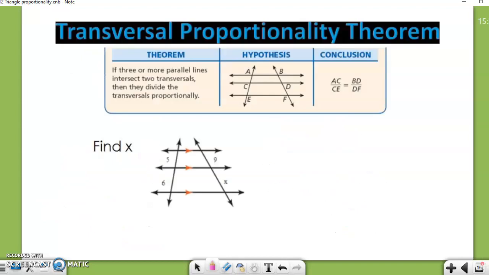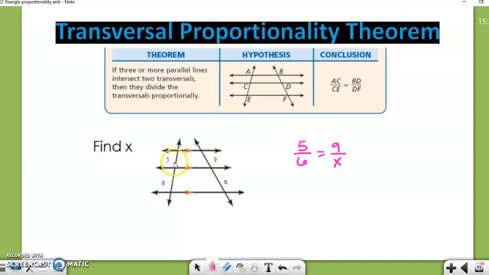Okay, the transversal proportionality theorem is much like the triangle proportionality theorem. It's just saying that you have one or more parallel lines, well, 3 or more parallel lines, cut by transversals, that the cuts are made on the transversals proportionally. So I can set up a proportion.